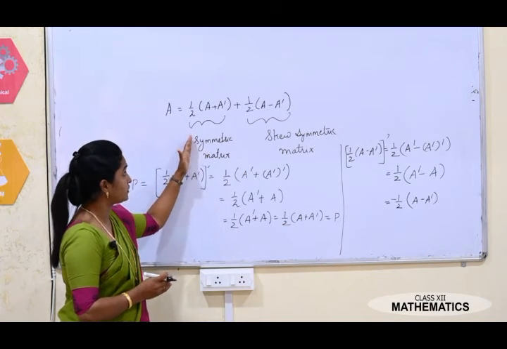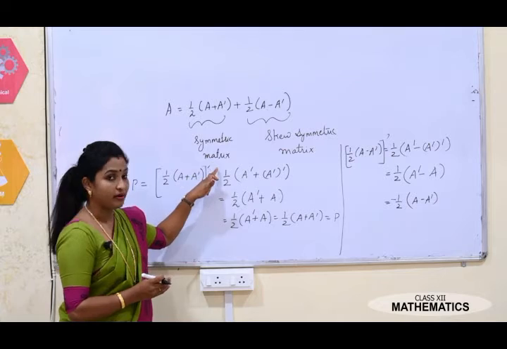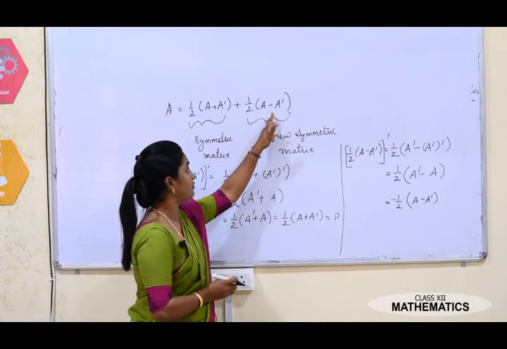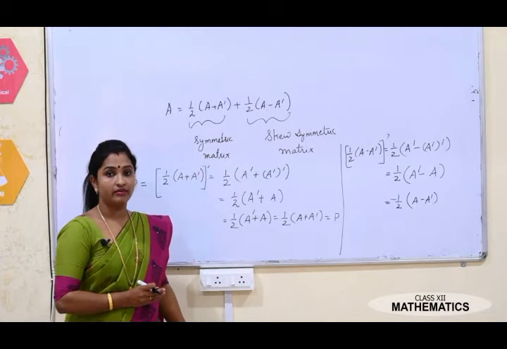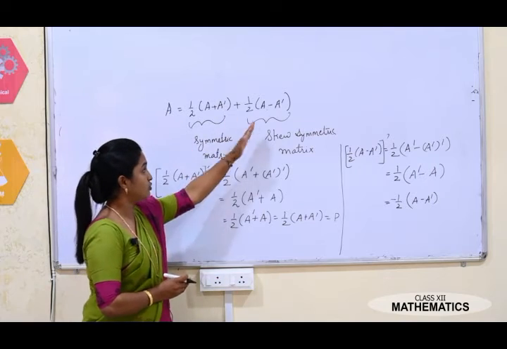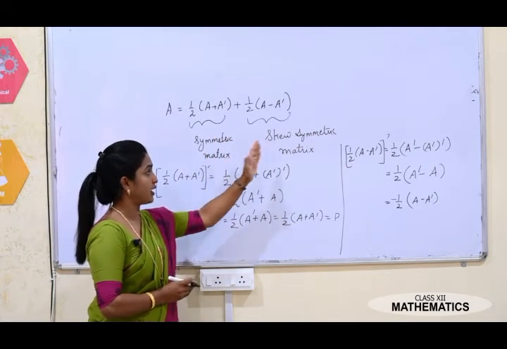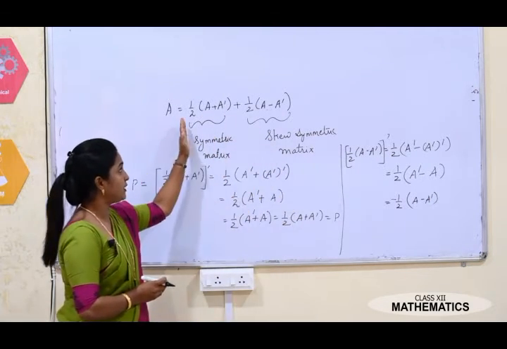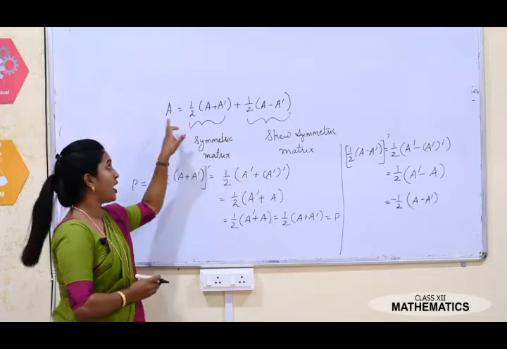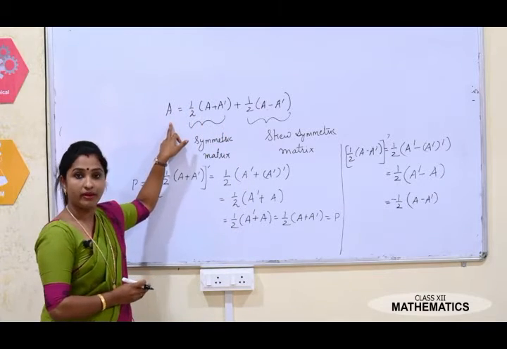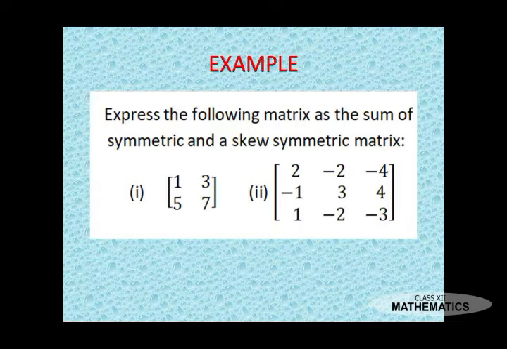So we have proved that half of A plus A dash is a symmetric matrix and half of A minus A dash is a skew symmetric matrix. हमने ये दोनों को प्रूफ कर दिया अलग अलग, ये सिमेट्रिक है, ये स्क्यू सिमेट्रिक है, और जब आप इन दोनों को ऐड करेंगे आप देखेंगे आपको कौन सा मैट्रिक्स मिल रहा है? स्क्वायर मैट्रिक्स A, okay?